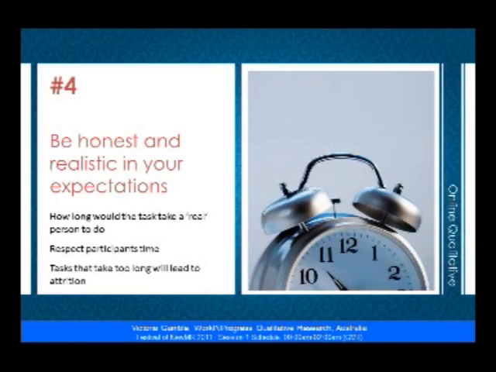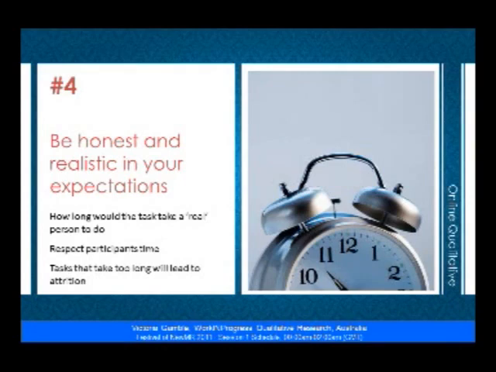Ooh, this is a good one. So be honest and realistic in your expectations. This is an area where you can really fall down, because you really do need to think about how long it will take a real person to do this task. And that sounds a bit weird, because obviously we're all real people, aren't we?